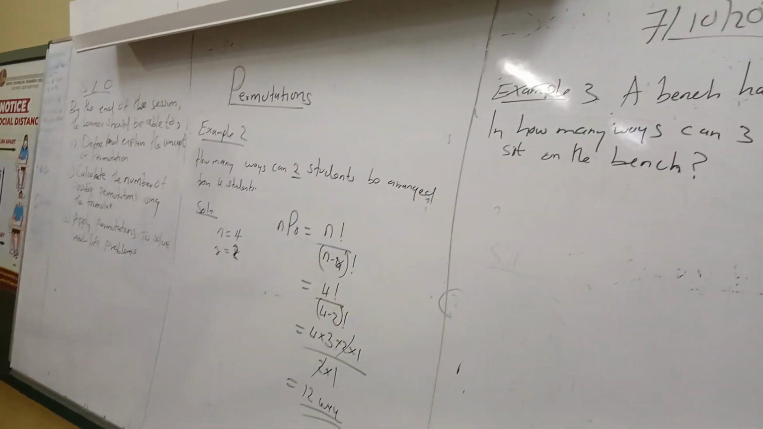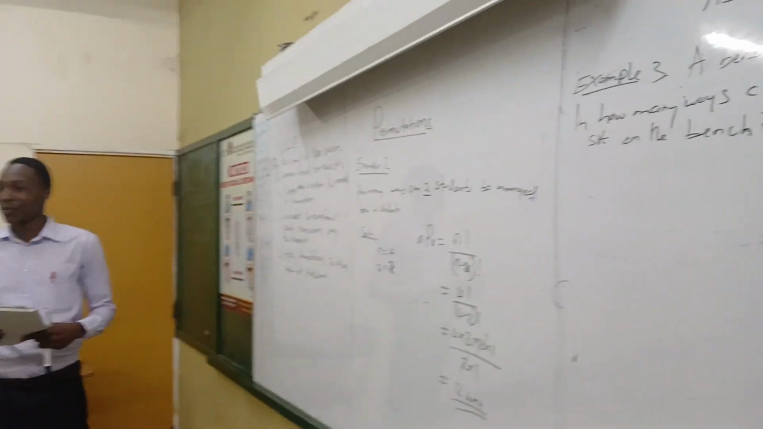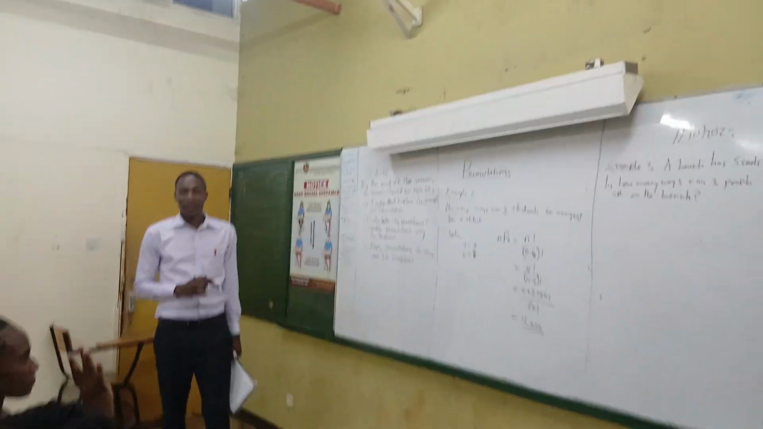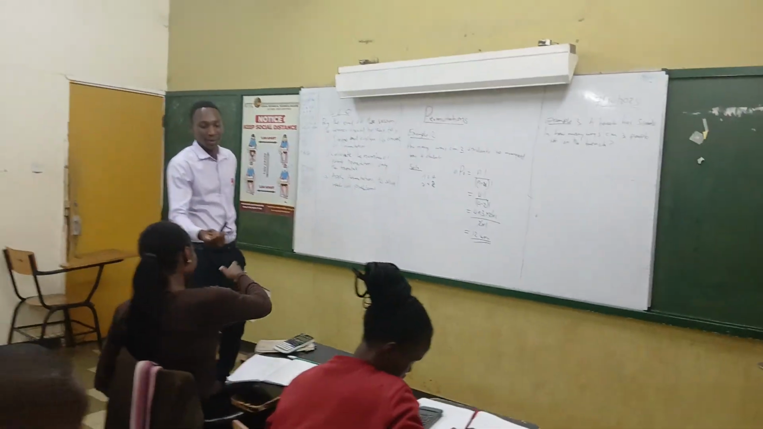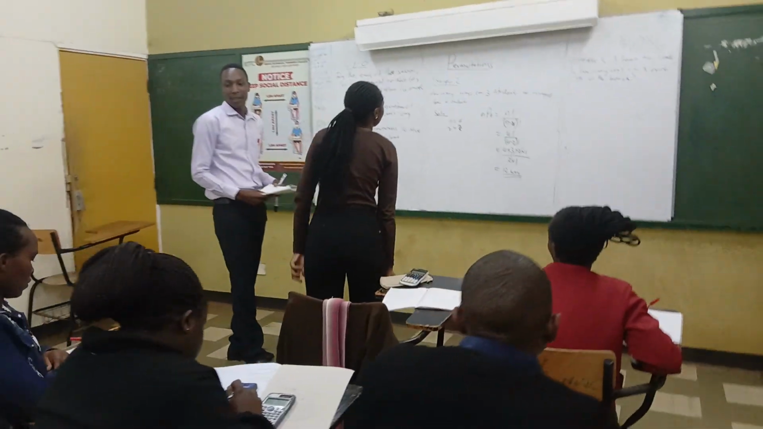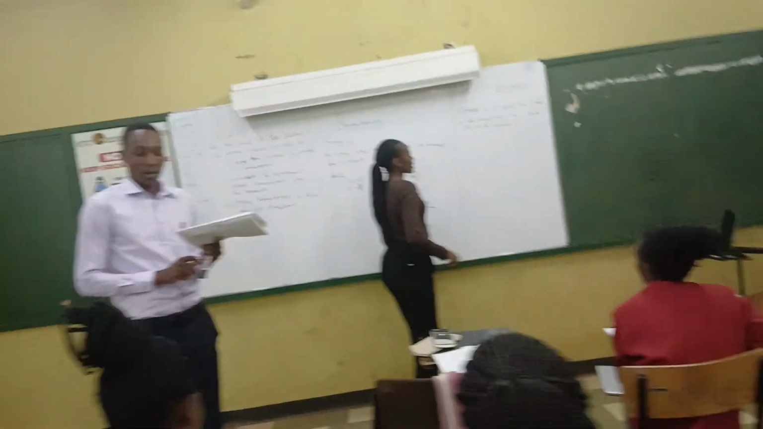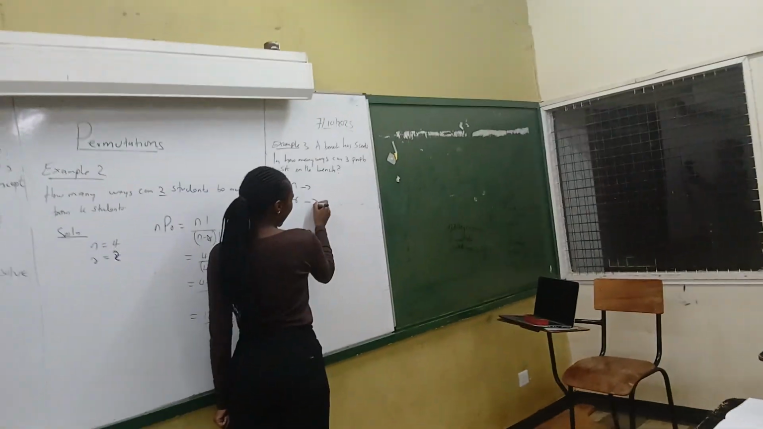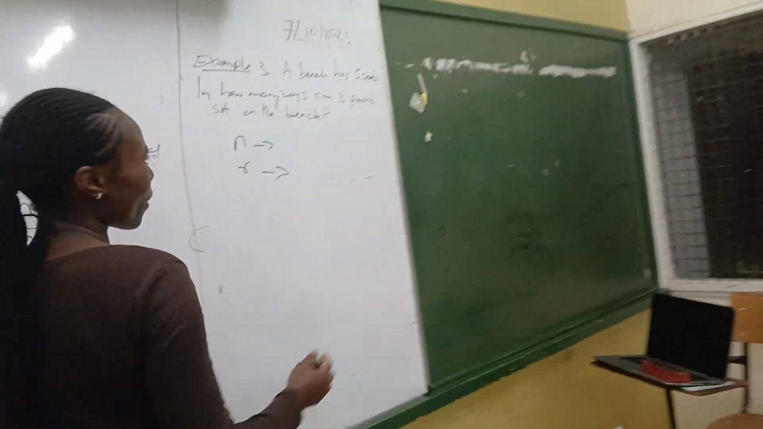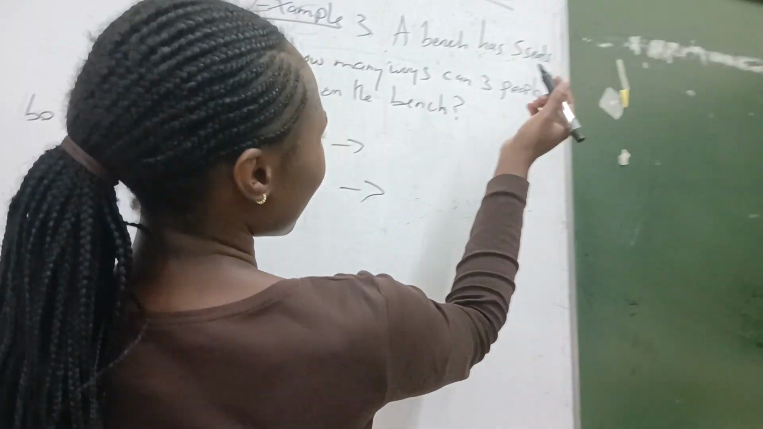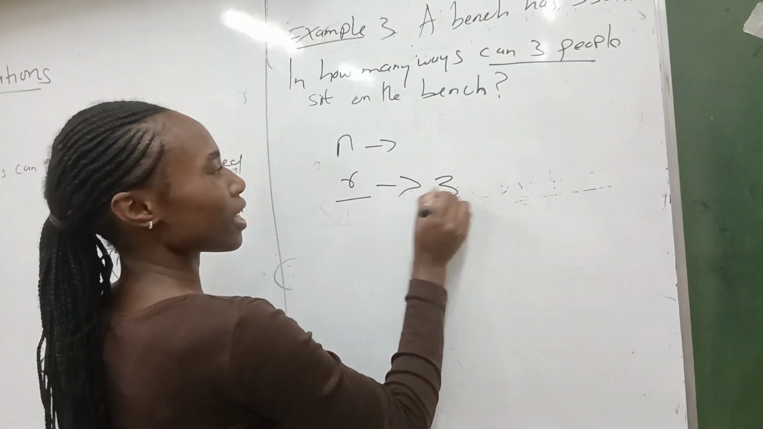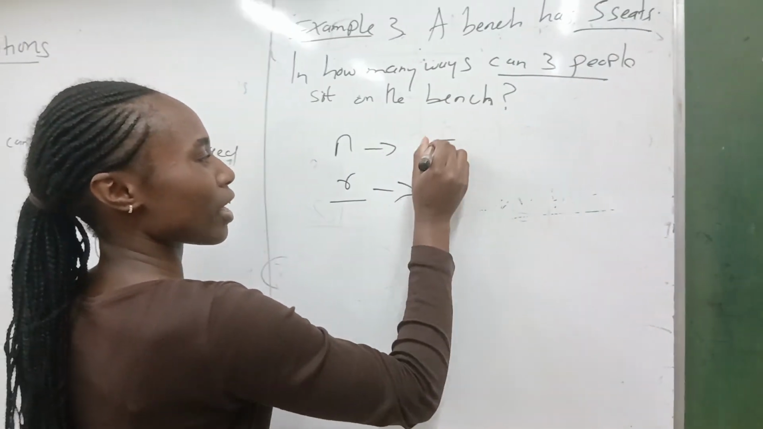Who will do that for us on the board? Yes? In our first step, we are supposed to identify what our n and our r are. From the question, our r, the number chosen, is 3, and our n is 5.